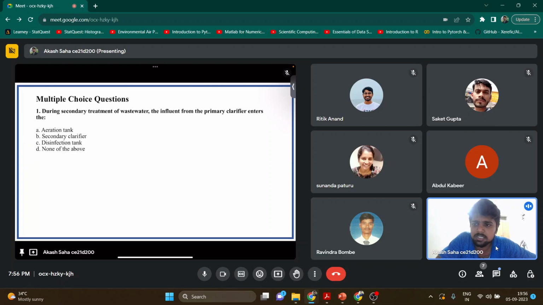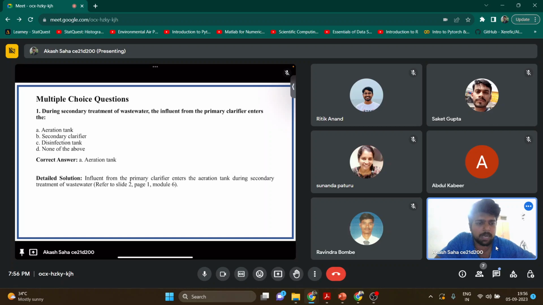So the first question says, during secondary treatment of wastewater, the influent of primary clarifier enters the. So during the secondary treatment, from the primary clarifier, what is the next unit? The options are aeration tank, secondary clarifier, disinfection tank, none of the above. So what is the right answer? Secondary treatment means biological treatment. So what is first? Aeration tank, yes. So this is the right answer, aeration tank.